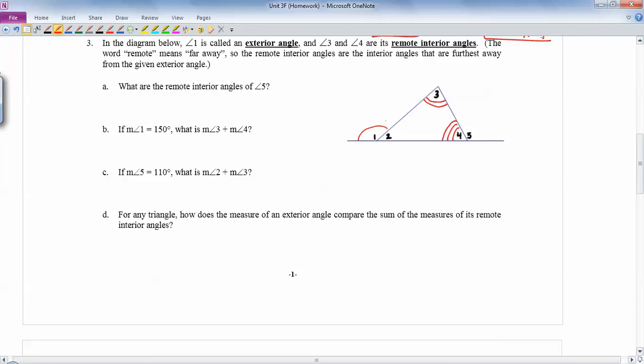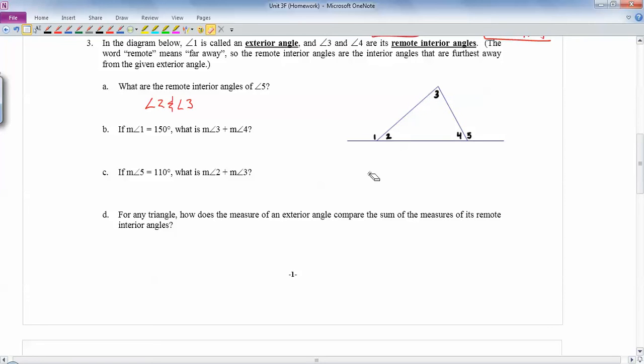And if you think about remote, like a remote desert island or like a remote control, you don't use a remote control when you're up close with the TV. You use it from far away. Okay, so this would be exterior. These would be its remote interior angles. So then in number 3, it says, what are the remote interior angles for this exterior angle 5? So that's the ones that are on the inside of the triangle but far away from it, like angle 3 and angle 2. So angle 2 and angle 3.